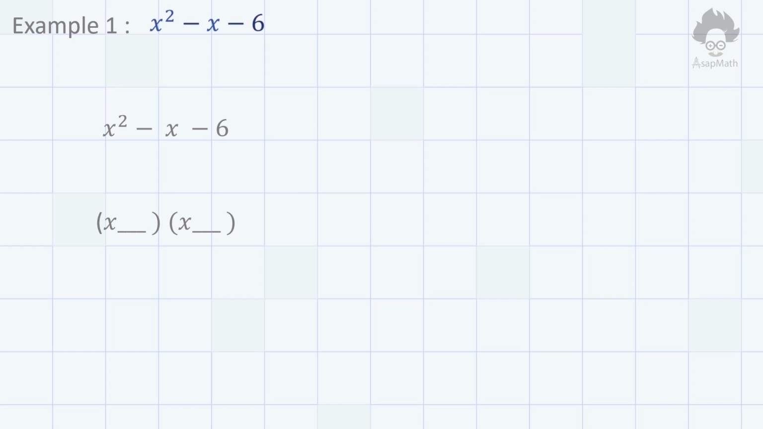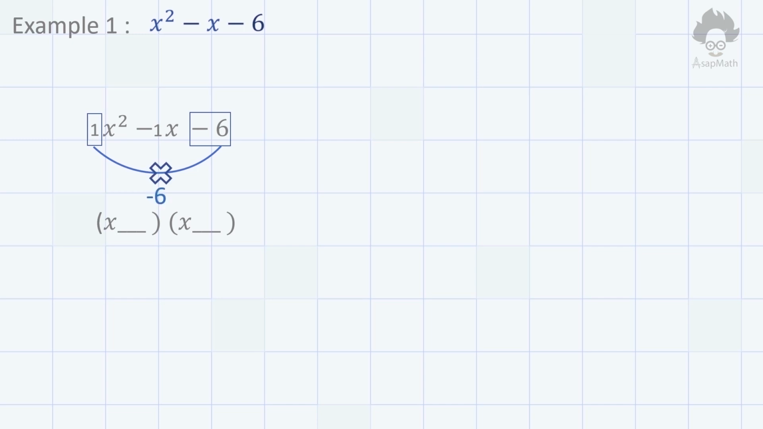Moving on to example 1. The answer for this question is x minus 3 into x plus 2. Now let us see how to obtain this answer. We have to find two linear expressions whose product is equal to x squared minus x minus 6. First, we should take the multiplication of the coefficient of x squared and the constant term.